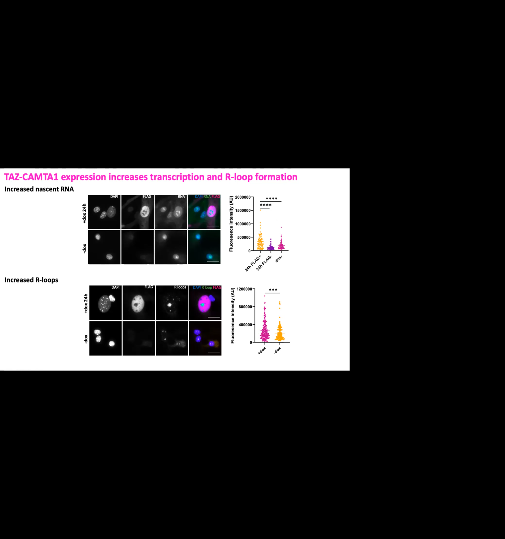A similar pattern was shown here as well with R loops. These happen physiologically as a transcriptional intermediate. They're like a hybrid between the DNA and the RNA. However, if you get an increase in them, and they aren't resolved as fast, they can lead to DNA damage as well, and again are indicative of hypertranscription. And once again, we saw a significant increase in the fluorescence intensity of the R loop signal in the TAS-CAMT1 expressing cells.